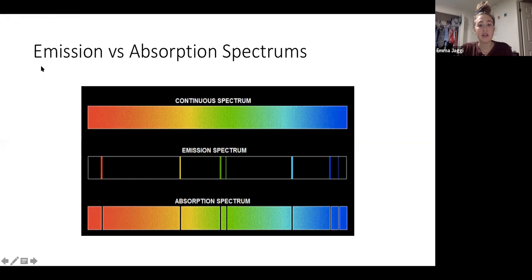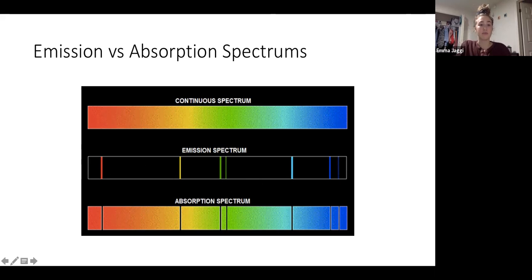Okay, emission versus absorption spectrums. If you're trying to determine what an emission spectrum looks like and what an absorption spectrum looks like, up at the top, it's continuous. So it just continues. There's no emission or absorption particularly shown here. An emission spectrum has mostly black, and these lines are where it's emitting light. So right here, this red, this yellow, this green, it's emitting light.